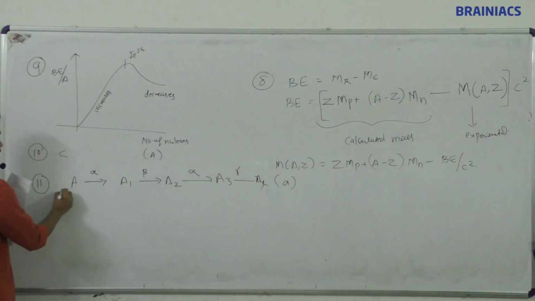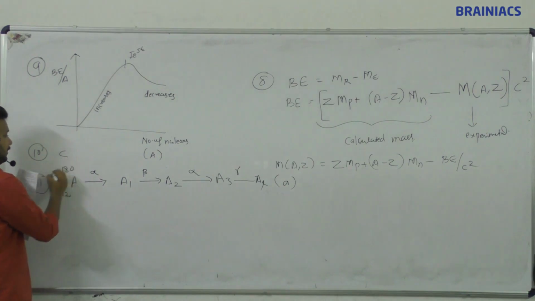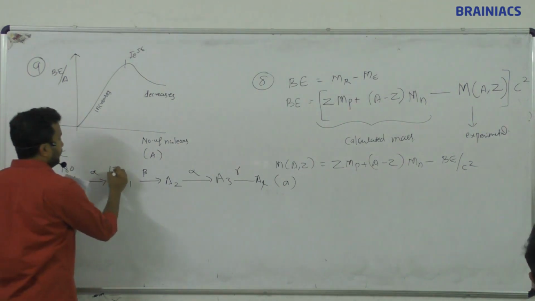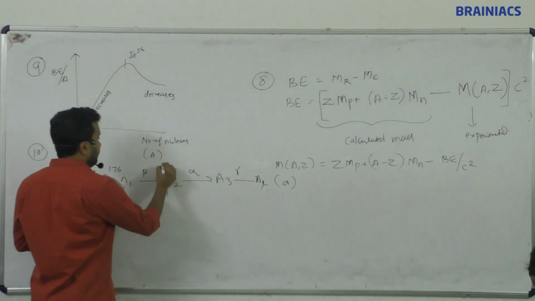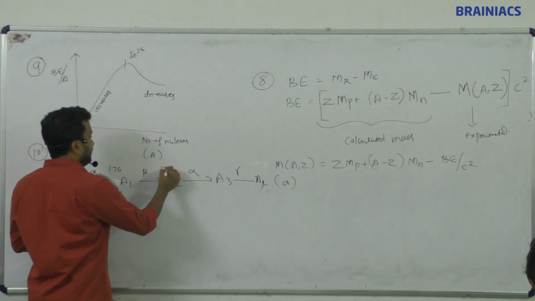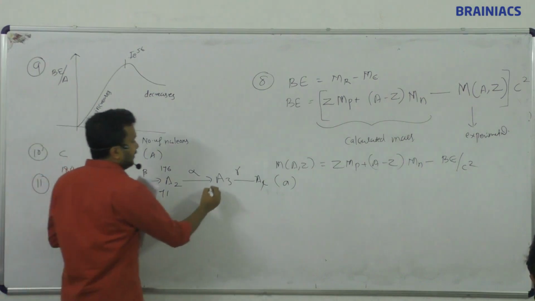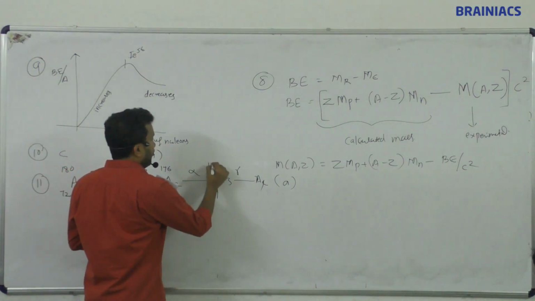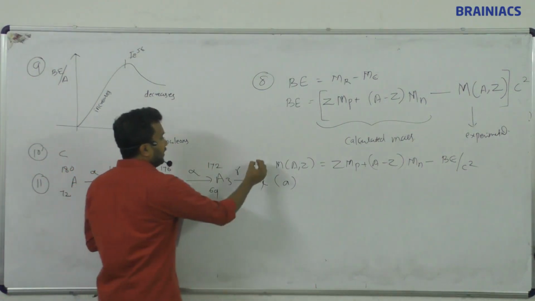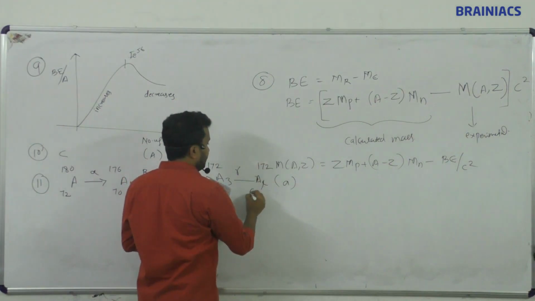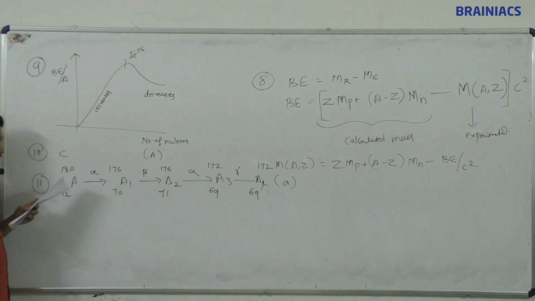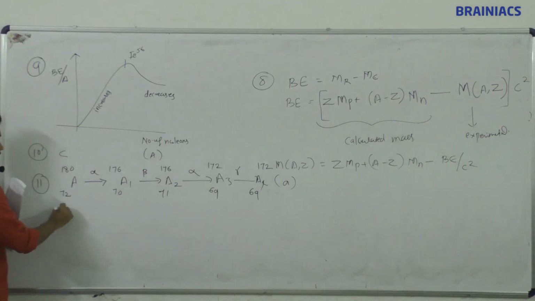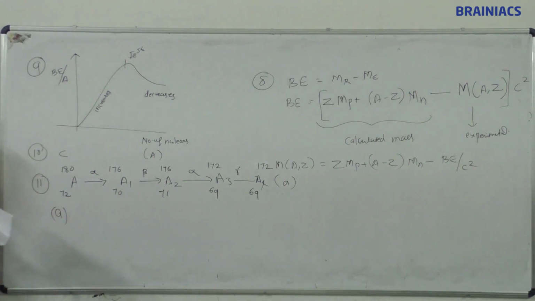Initial numbers are 72 and 180. Alpha emitted, it becomes 176 and 70. Beta emitted, it becomes 71 and 176. Alpha emitted, it becomes 69 and 172. Gamma emitted, it remains 172 and 69. Option A is the answer for the 11th one.